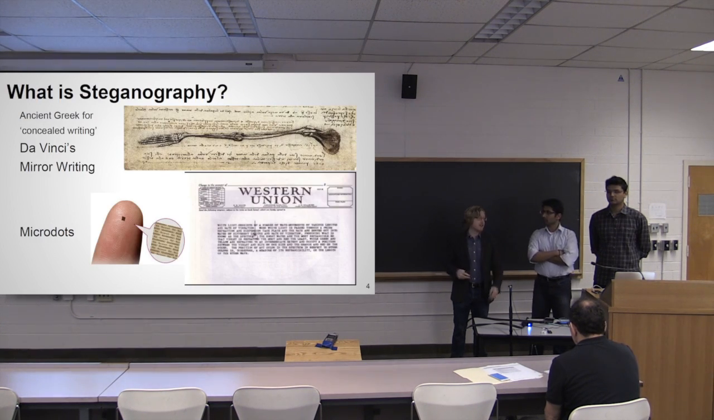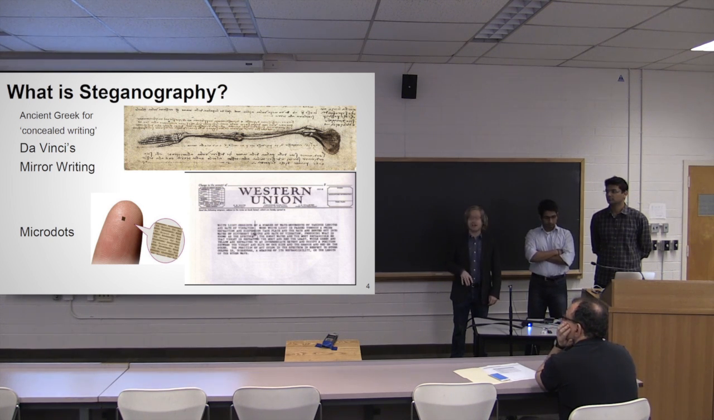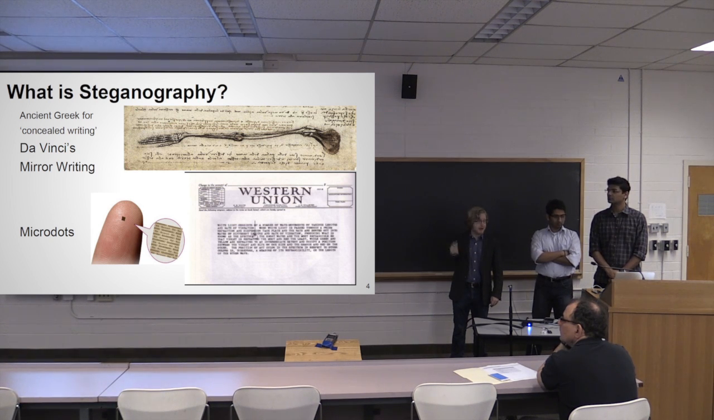What is steganography? Well, steganography is the name for a class of formal methods that hide or obfuscate information. It actually has a very long history. The name is ancient Greek for concealed writing. Some famous historical examples are Da Vinci's mirror writing, as well as microdots, which you can see that tiny little piece of information there is actually pulled out of that period there.